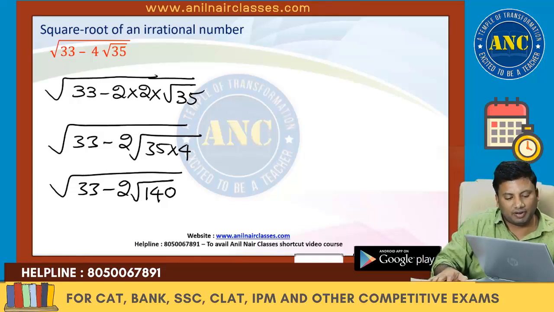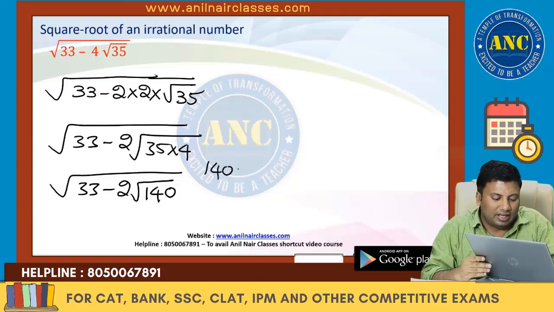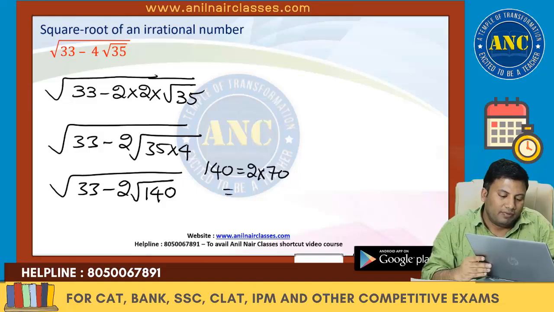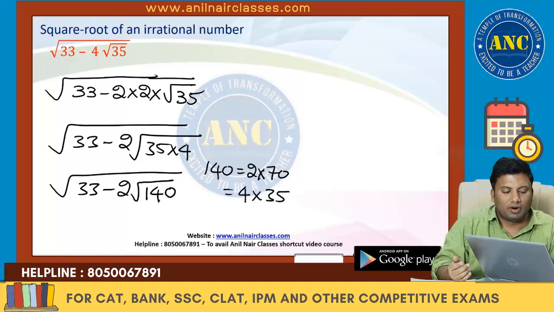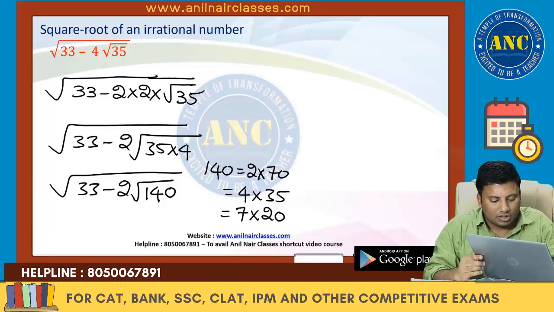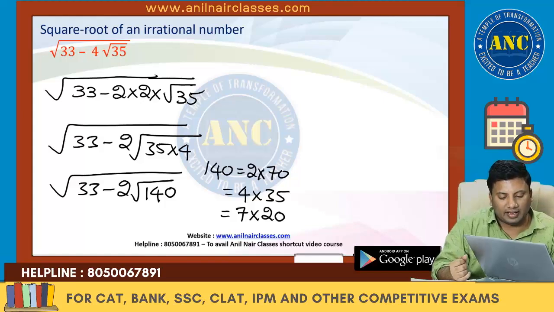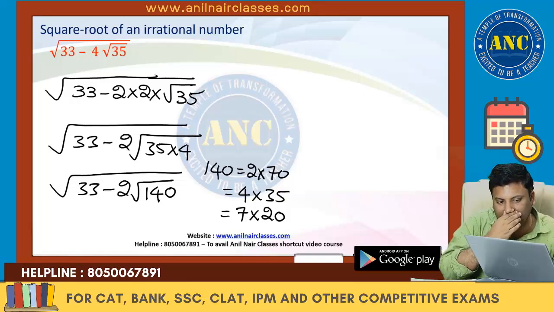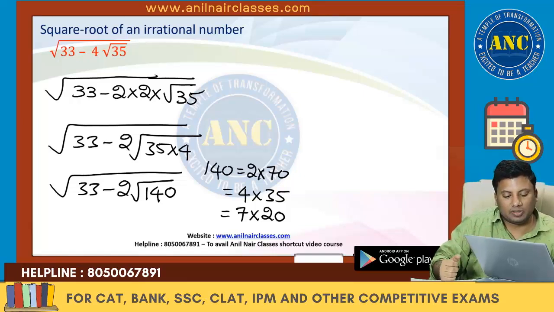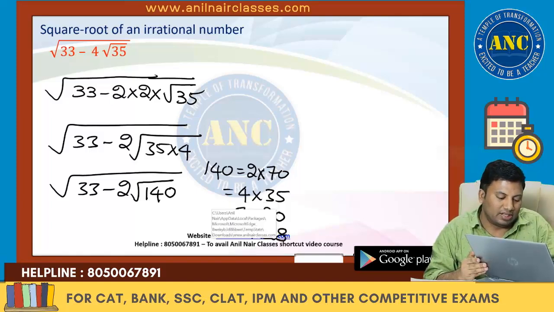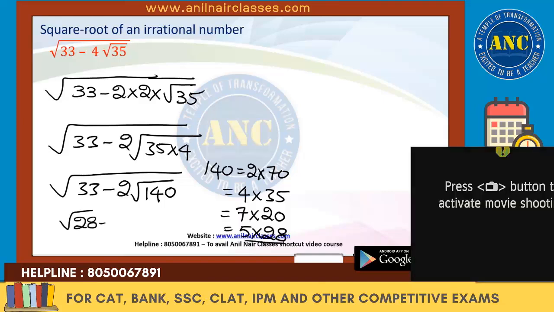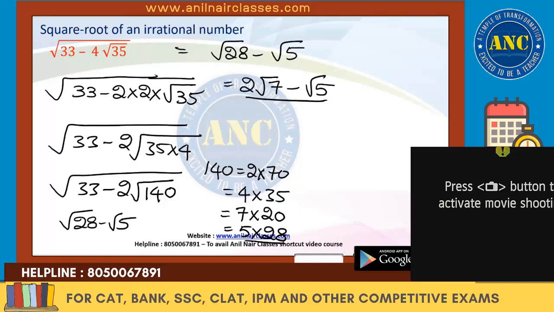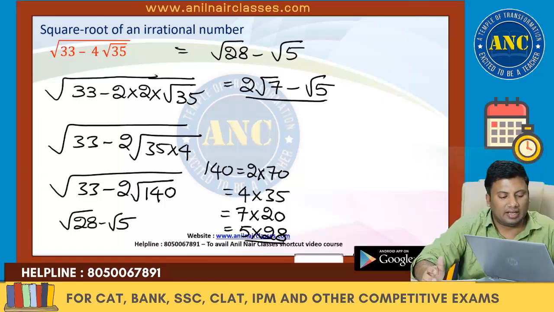So what are the factors of 140 that will give you 33? 140 is 2 into 70, not possible. 4 into 35, not possible. What are the factors that I will get? 7 into 20, not possible. What will be the factors? 1 into 140, 2 into 70, 3 is not possible. 5 into 28. 5 into 28 is 140. So the answer is root 28 minus root 5, which is nothing but 2 root 7 minus root 5. I hope the idea is clear.